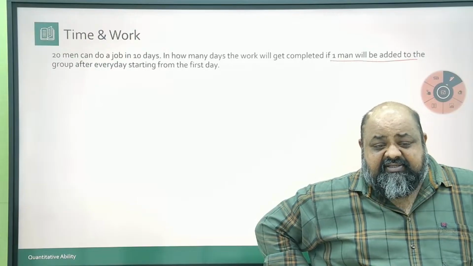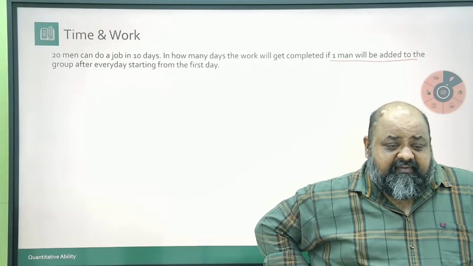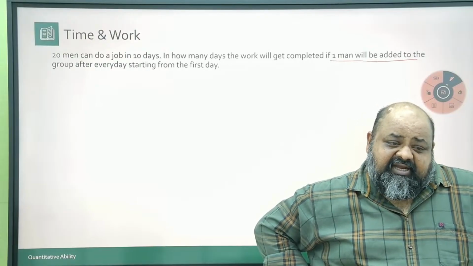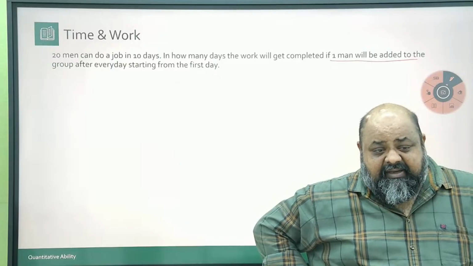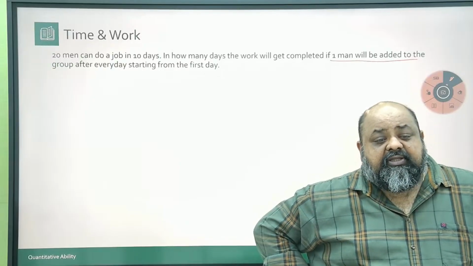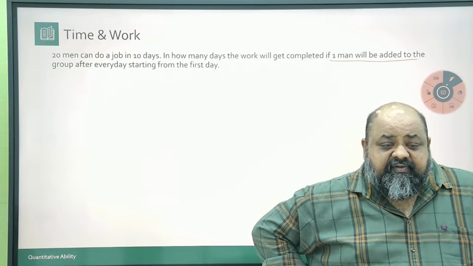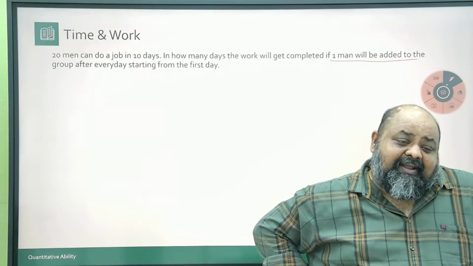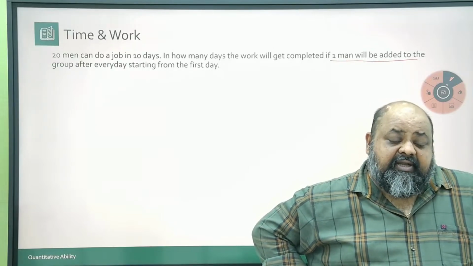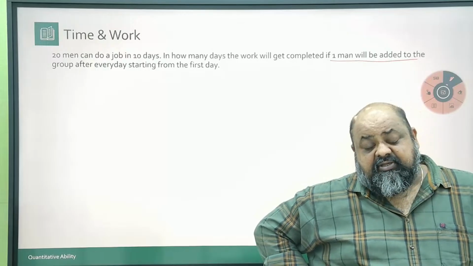How the work is done is, on the first day, 20 men come for work. On the second day, one person is added, so 21 men come for work. On the third day, 22 people come for work, and so on. So if the work happens in this manner, in how many days will the work get finished?